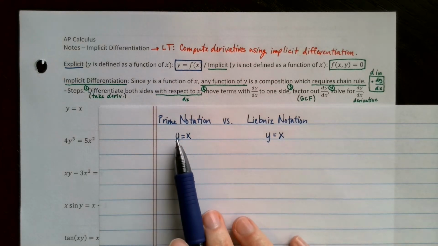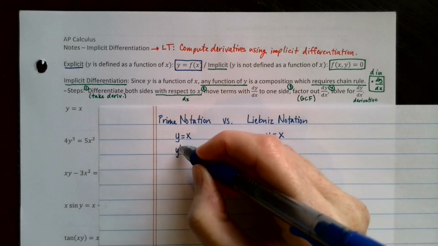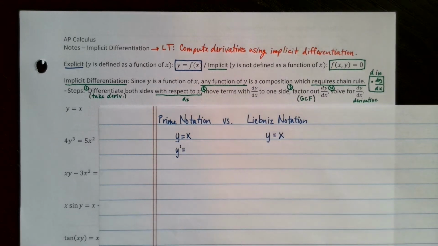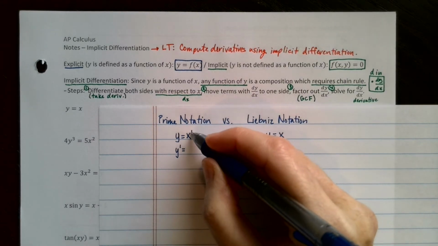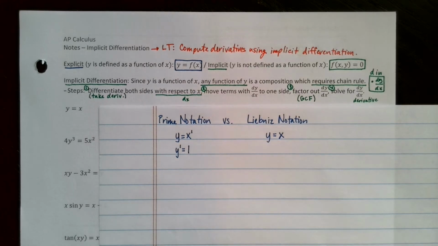So if I had asked you to take the derivative of y equals x before we talked about implicit differentiation, you would have said, okay, the derivative of y is y prime. The derivative of x to the first using the power rule is 1x to the 0, or 1. So you get y prime equals 1.